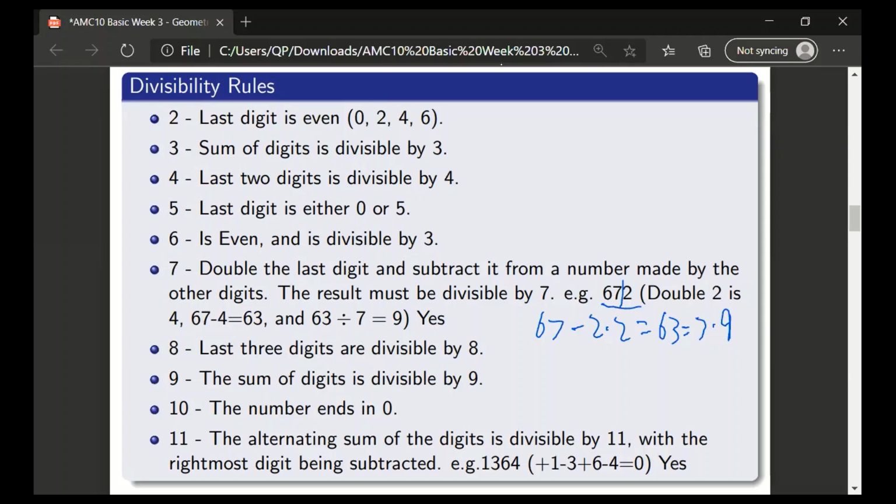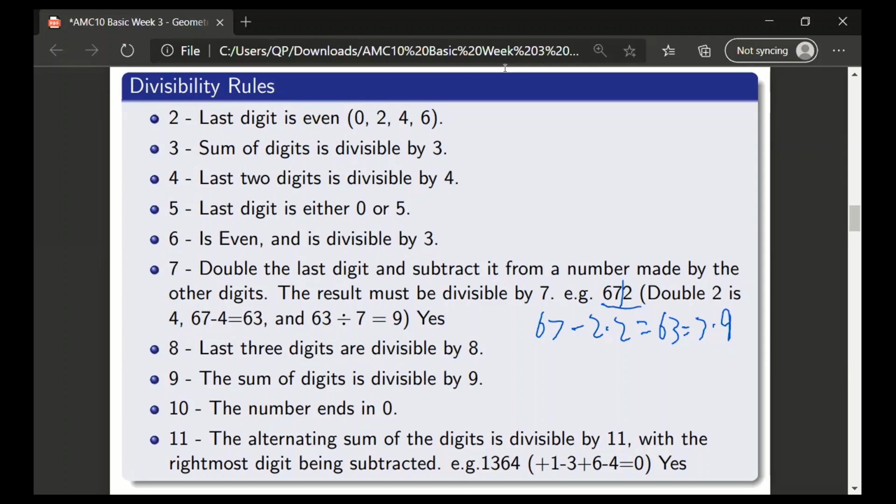And 10 is when the last digit of the number is 0. And the divisibility rule for 11 is when the alternating sum of the digits is divisible by 11, with the rightmost digit being the subtracted number.